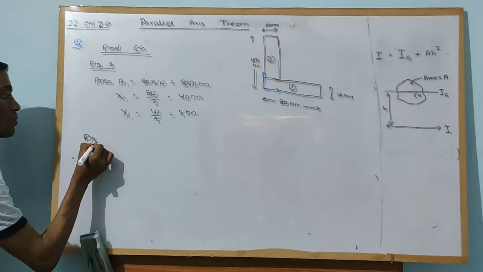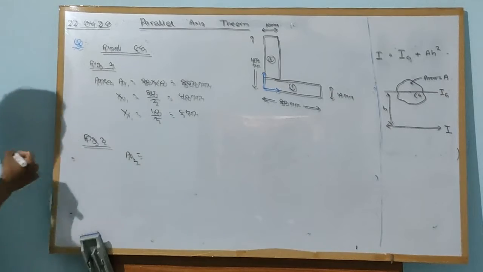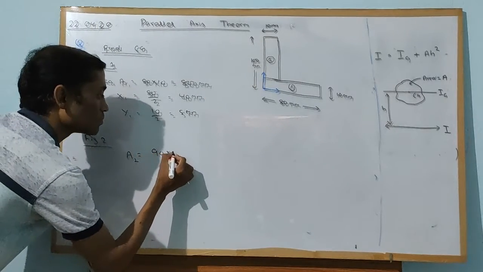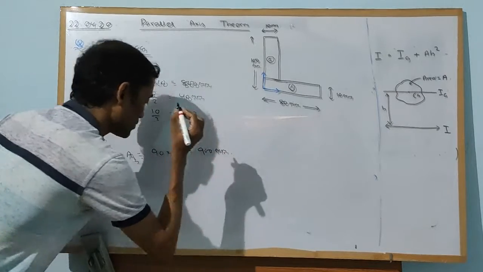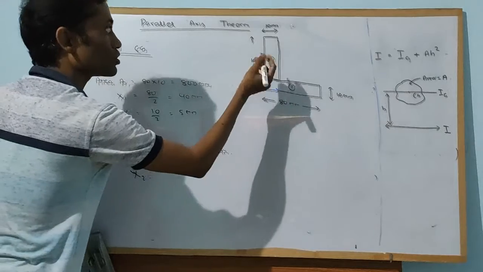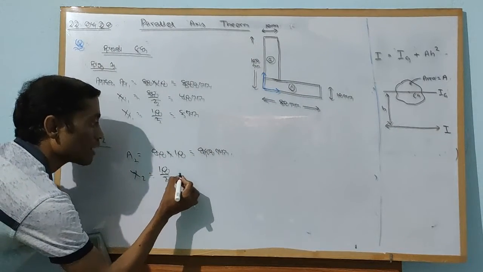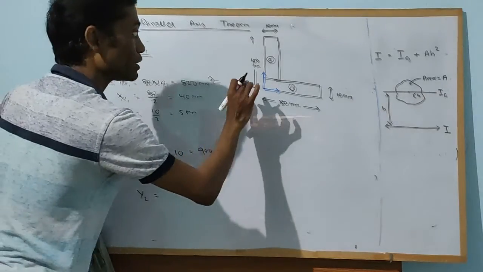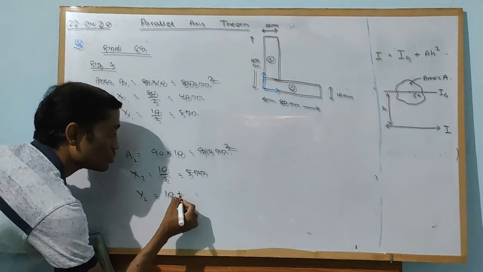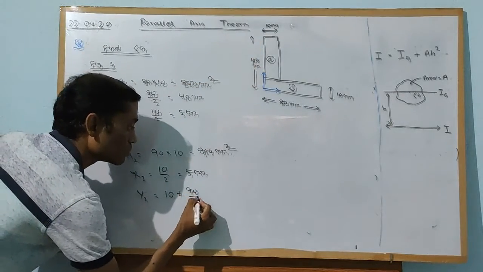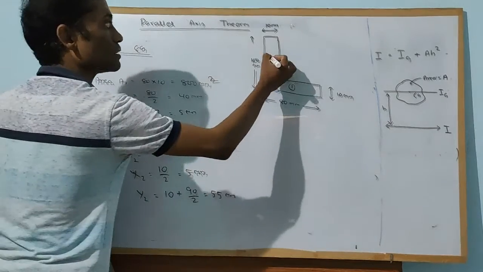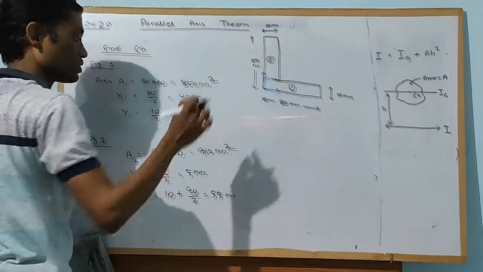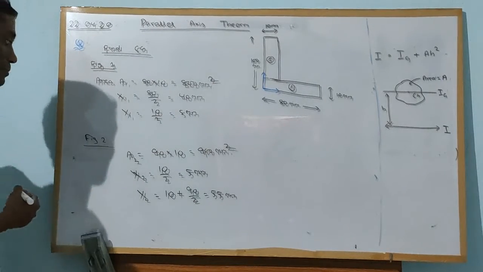Similarly, figure 2, area A2 is 100 minus 10 into 10, 900 mm squared. X2 is 10 by 2, 5 mm. Y2 is, already you know, the CG lies at the middle of this figure, so it is 90 by 2, 45. But I have to calculate from this reference axis, 10 plus 45, 10 plus 90 by 2, that is 55 mm.